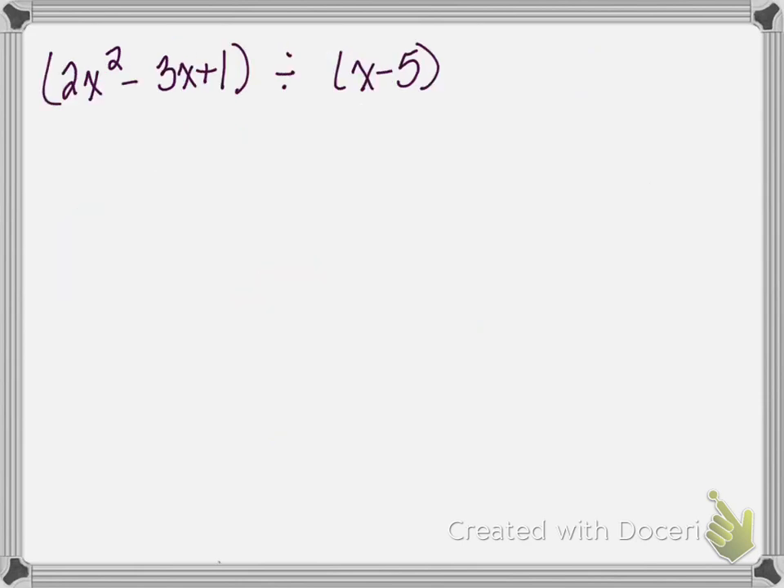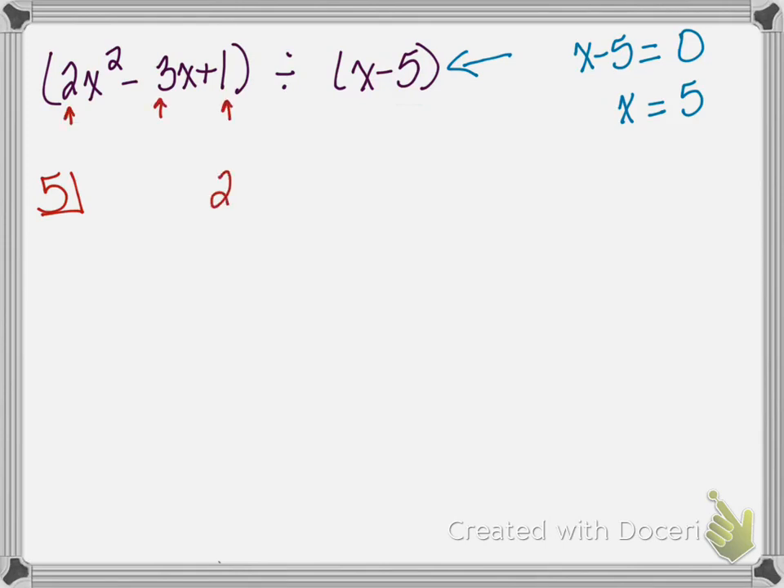We're going to do this one now as synthetic division. The first thing I have to do is find my 0 associated with this factor. So I take x minus 5 and I set that equal to 0. What is my 0? Good. x equals 5. So that is what I'm going to put in my box over here, the 5. Then I look at my coefficients right here. I have positive 2, negative 3, and positive 1.